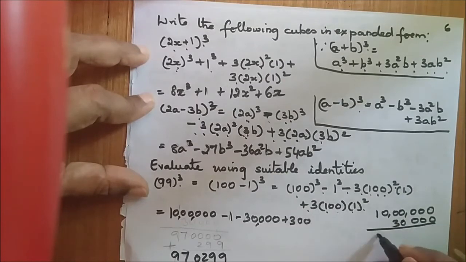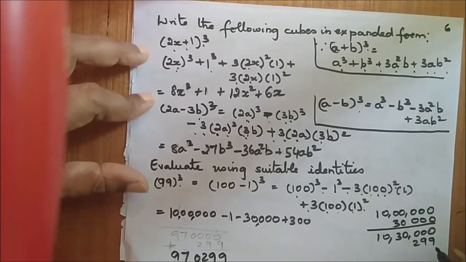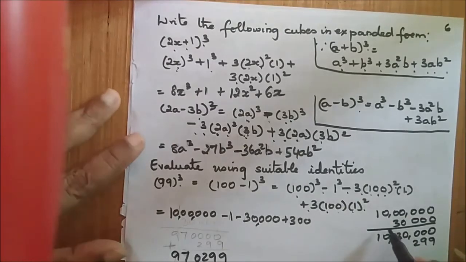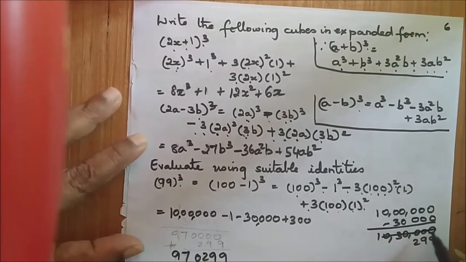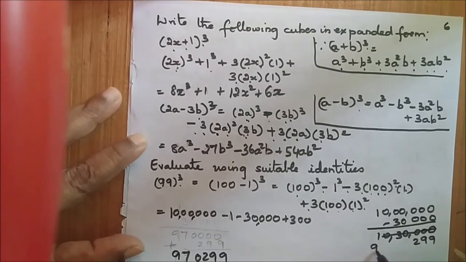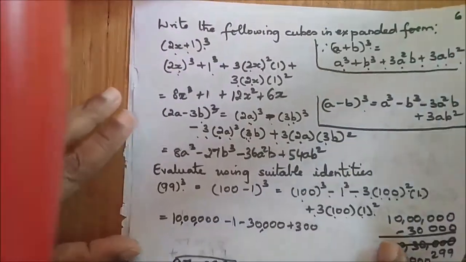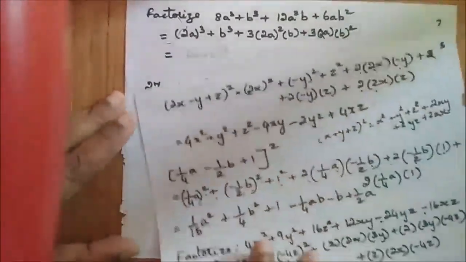So I'll get, to this I have to add 299. Okay, no, this I have to subtract, I'm sorry. So if I subtract, I will get 970,000. To this I have to add 299. So I will get this answer. I hope you get it. Okay, so this is how we solve this equation.